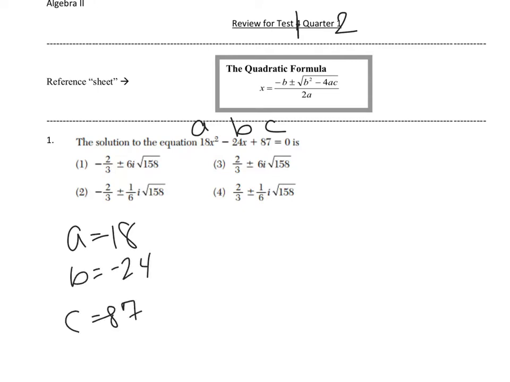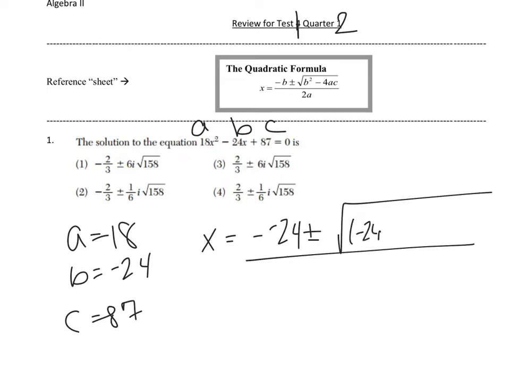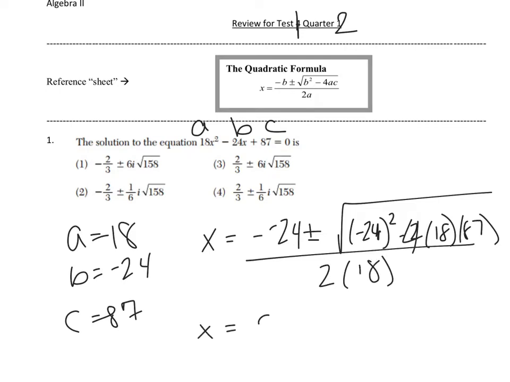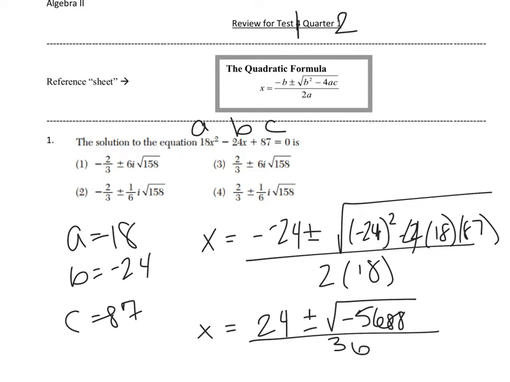When I plug this in, I have x equals negative 24 plus or minus the square root of negative 24 squared minus 4 times a, which is 18, and c, which is 87, all over 2 times 18. Now simplifying this, I get x equals positive 24, because the negative of a negative makes a positive, plus or minus the square root of negative 5,688 over 36. Now if you look at that, that's a massive number, 5688.